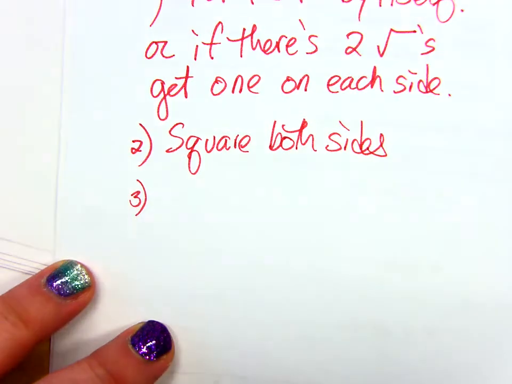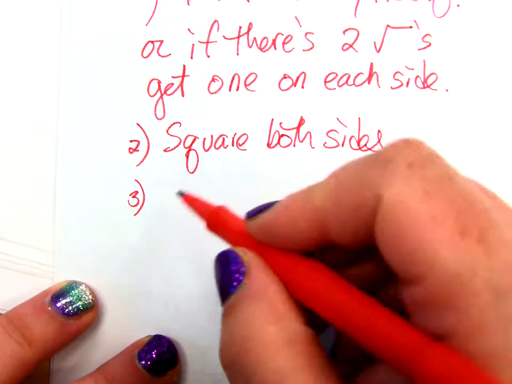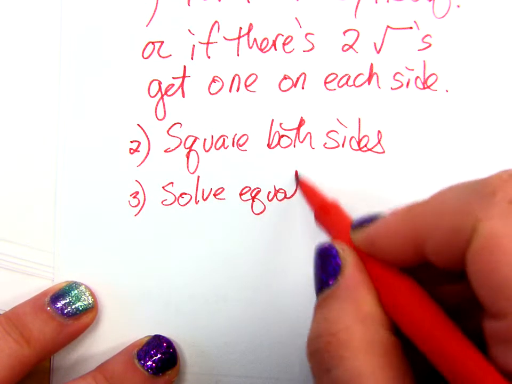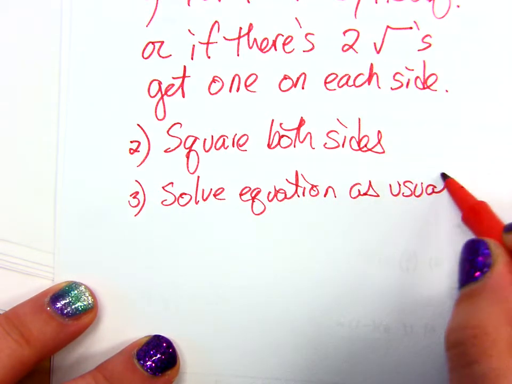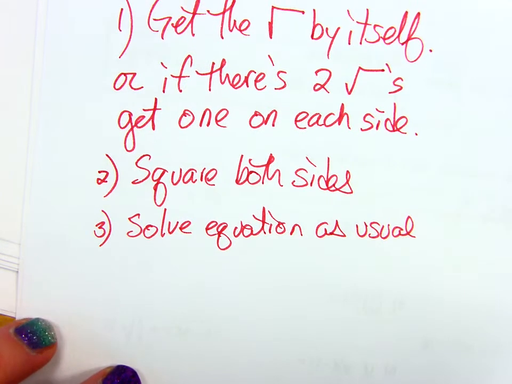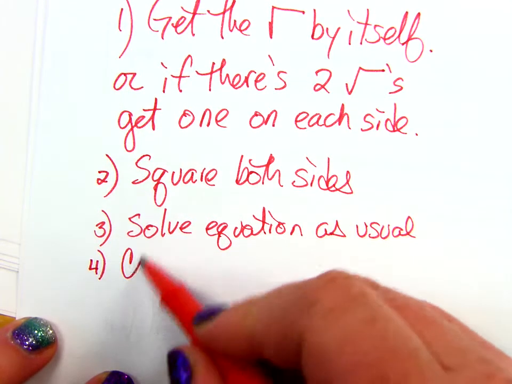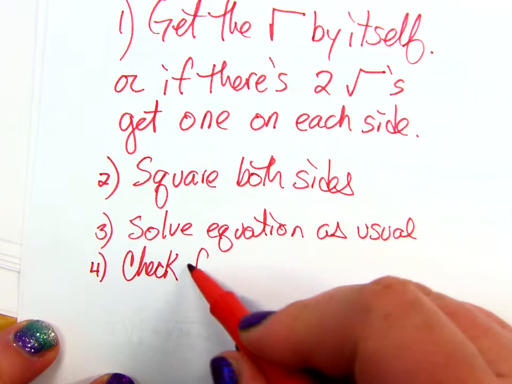And then, once you've done that, you're just going to have some equation to solve. So, solve the equation as usual. That's it. I'm going to throw in number 4. Check for extraneous solutions because you can have them here also.